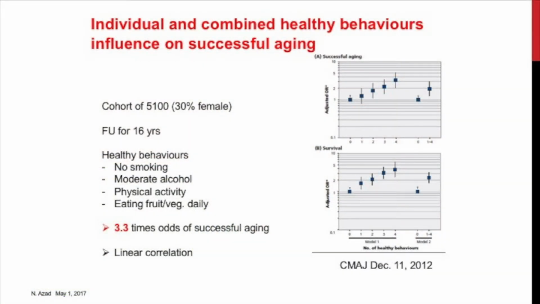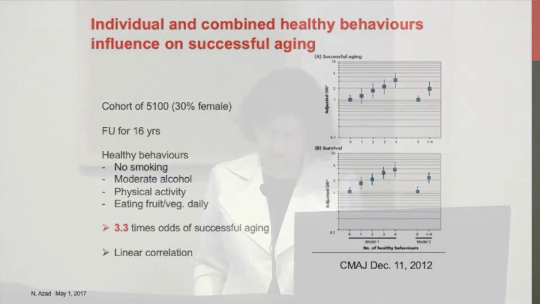How about looking at healthy behavior and its influence on aging? This publication in CMAJ was very interesting because it had data over 16 years. People who did not smoke, consumed moderate alcohol, were physically active, and ate lots of fruit and vegetables daily had 3.3 times the odds of successful aging. So that's very impressive. This is a linear correlation. So we should be doing that, and also we should be telling that to our patients.